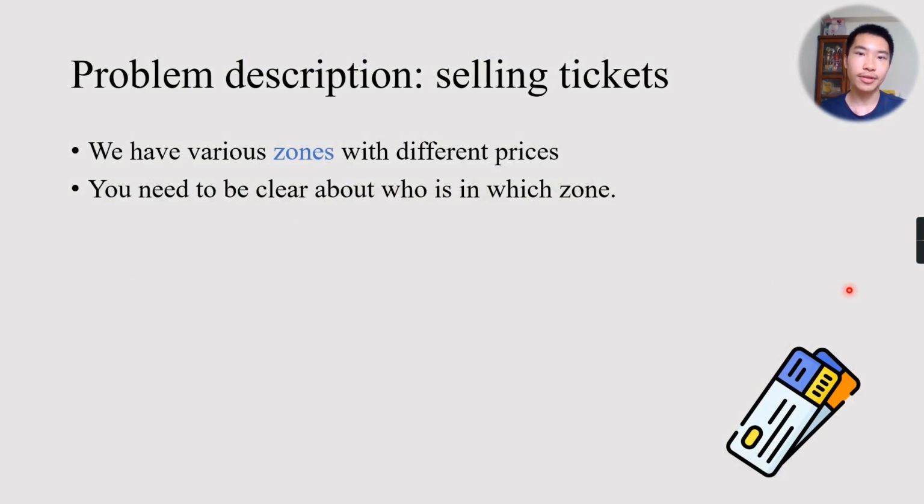Now let's think about a problem first. If I'm a boss and I want to sell tickets for a competition or a concert, there are different zones with different prices. And now we need to be clear about who is in which zone and to sort the spectators very efficiently.